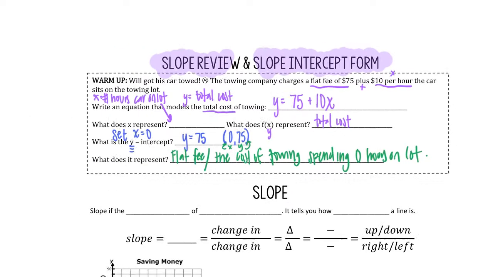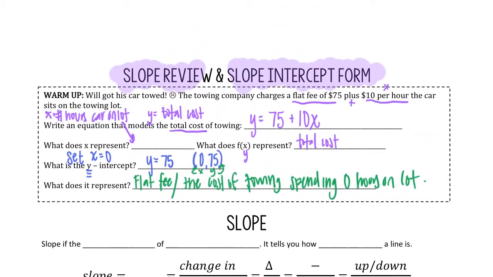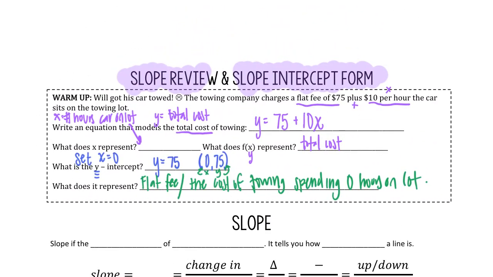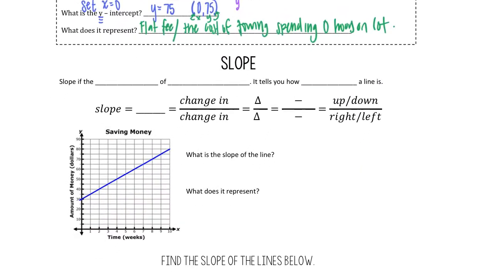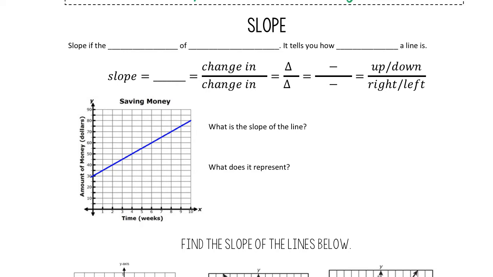Let's move on and review what slope is. By the way, the form that we wrote this in might come into play later on. So slope is a part of slope-intercept form. Every linear function has a slope. Slope is the rate of change of the line. It's the rate of change. It tells you how steep or how shallow a line is.